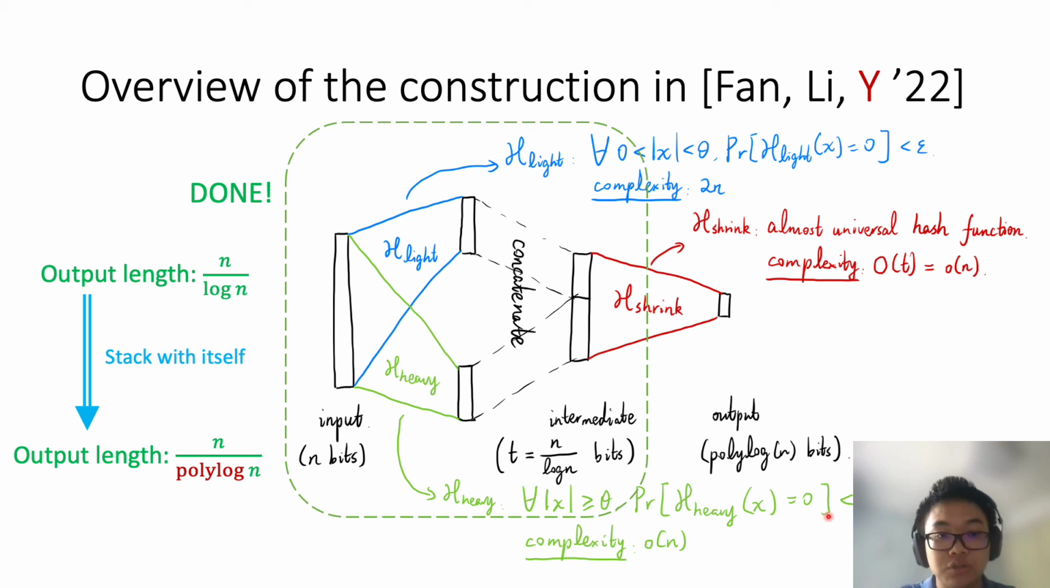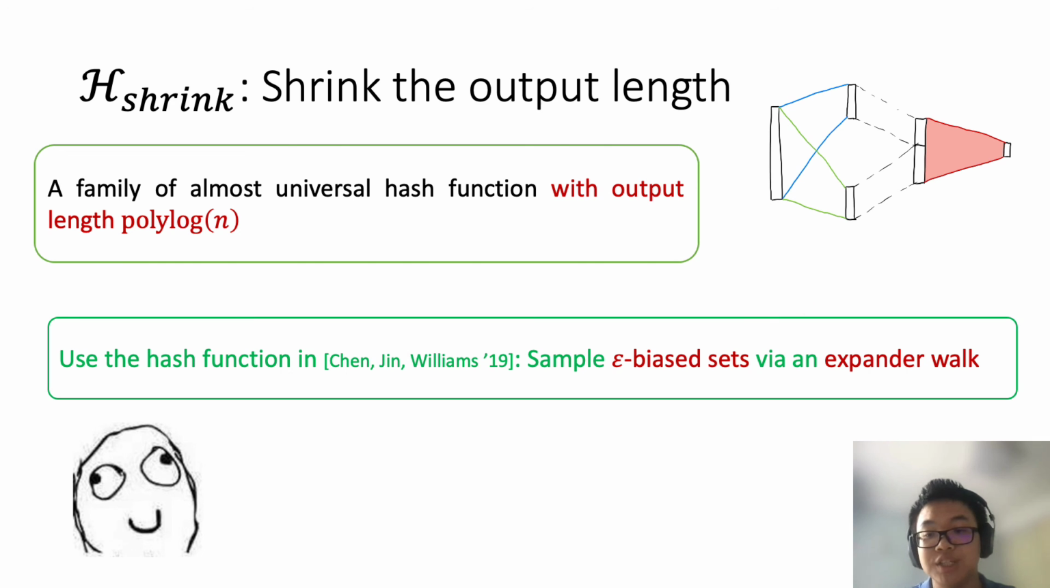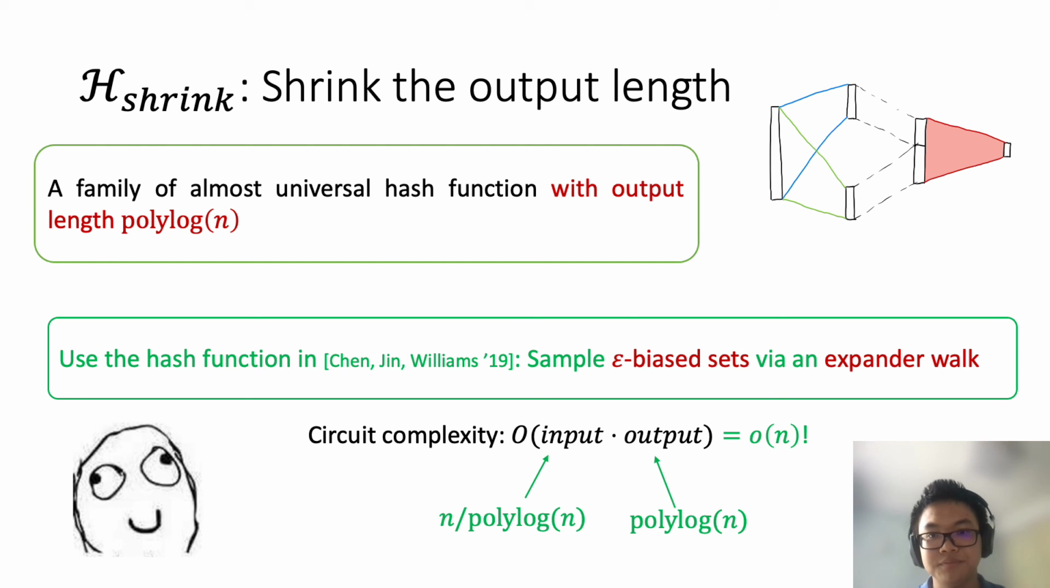Okay, now we go on to this final component, h-shrink. Here, our goal is to use an almost universal hash function with possibly large complexity, but output length polylog n. We use the hash function in Tianqi and Williams, which is based on an expander walk sampling over the epsilon-bias set. The circuit complexity can be trivially bounded as O of input times output. And since we already reduced the input to n over polylog n, and we are outputting polylog n number of bits, the resulting complexity is little o of n. Good, we are done. So this is the overview of our construction.